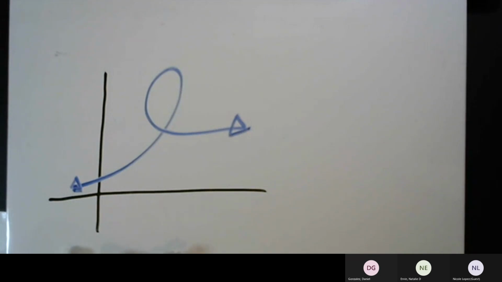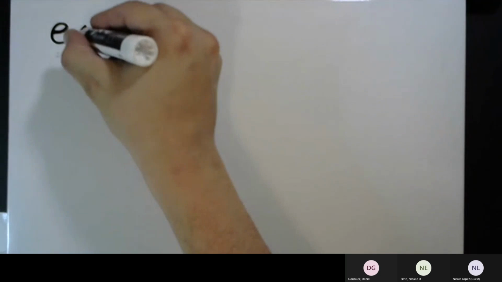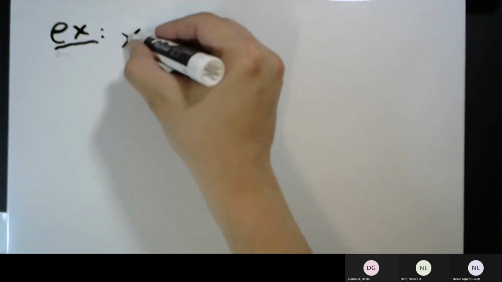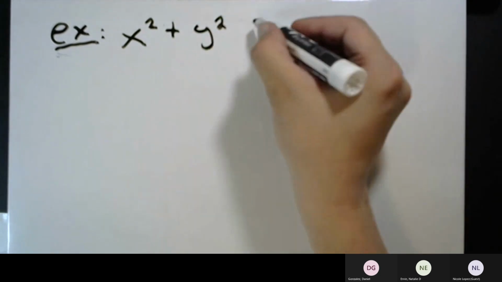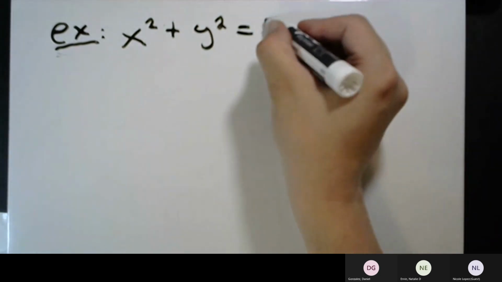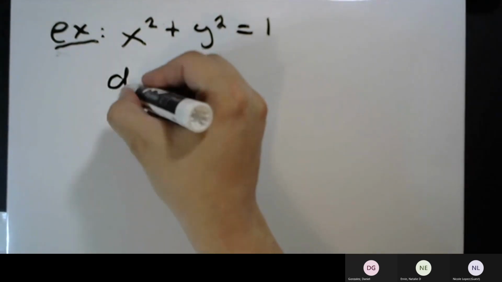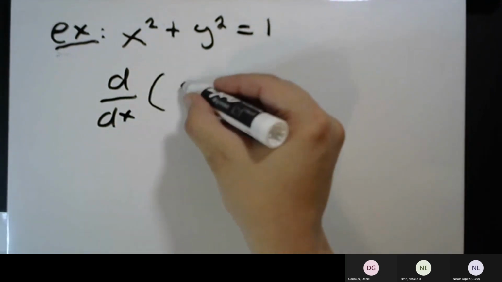Well, let's say we have this, and we're going to use the chain rule to help us out. So let's say we have x squared plus y squared equals 1. So to take the derivative of the circle, we'll take the derivative on both sides.